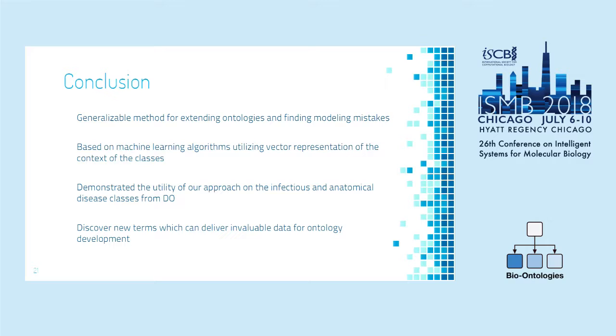So, as a conclusion, we developed a general method in order to extend any given ontology and find modeling mistakes, based on machine learning utilizing word embeddings. And we demonstrated that using infectious disease and anatomical disease classes within the disease ontology. And with that, we discovered new terms which can deliver invaluable data for ontology development.